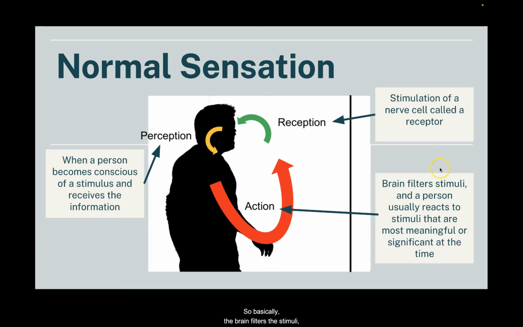So basically, the brain filters the stimuli, and a person usually reacts to stimuli that are most meaningful or significant at that time. The brain becomes a pro at filtering information, right? Because it cannot store everything that you see or everything that you hear. For example, if you're reading a book and say the TV is on, and you're really engrossed in the book, paying so much attention to it, your brain doesn't hear the TV in the background or hear what people are saying on the TV because it's filtering that information and focusing on what's most meaningful to you at that time.